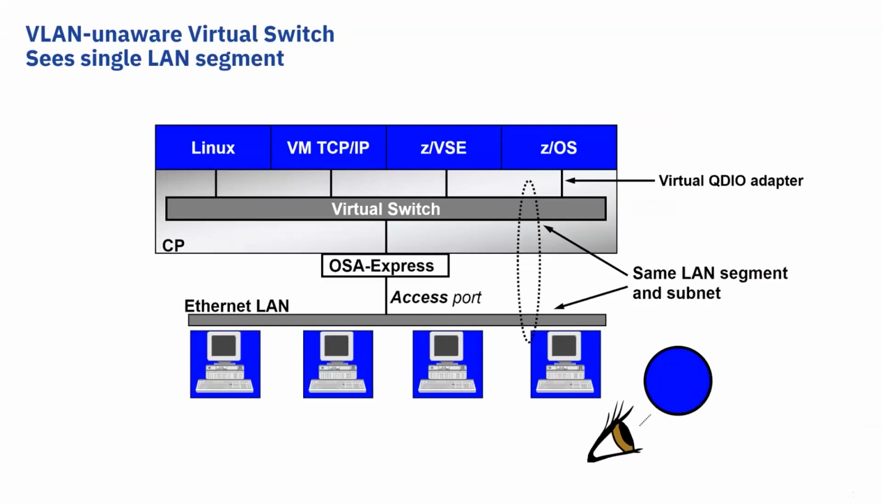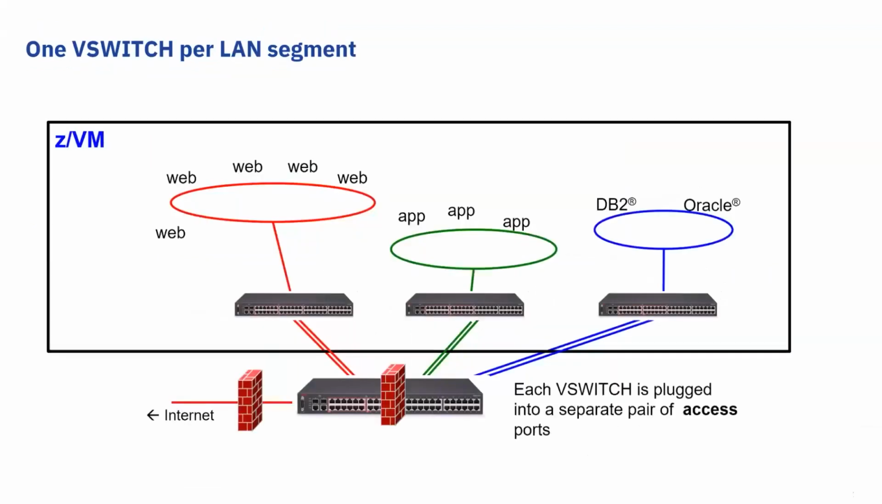So my guests are all connected to the virtual switch with virtual QDIO adapters, virtual NICs. And then that bridge is created between the virtual switch and the physical switch. Okay. So everybody who's in my same LAN segment, whether they're on the virtual switch or the physical switch, we're all part of one LAN segment, and we all talk directly to each other. Okay, which means we're all in the same subnet, which means we all have to have the same subnet mask. And if I don't, bad things happen.